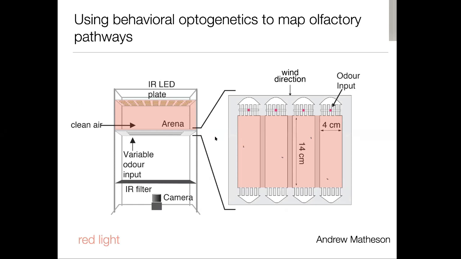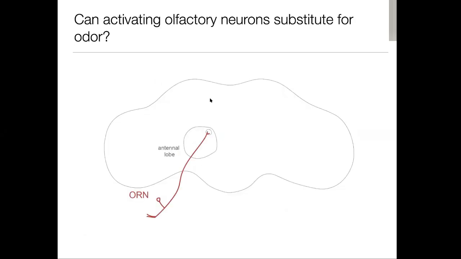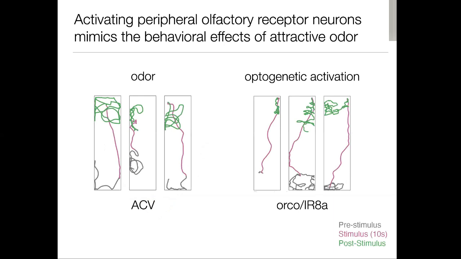And so to test whether this was going to work, Andrew activated olfactory receptor neurons at the periphery and asked whether optogenetic activation of olfactory receptor neurons could recapitulate the behavior that we see when we present odor. And he found that it does.